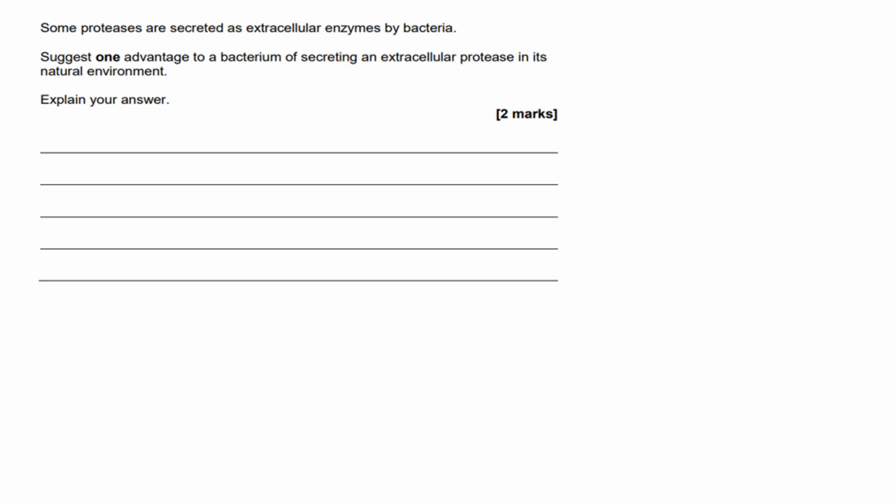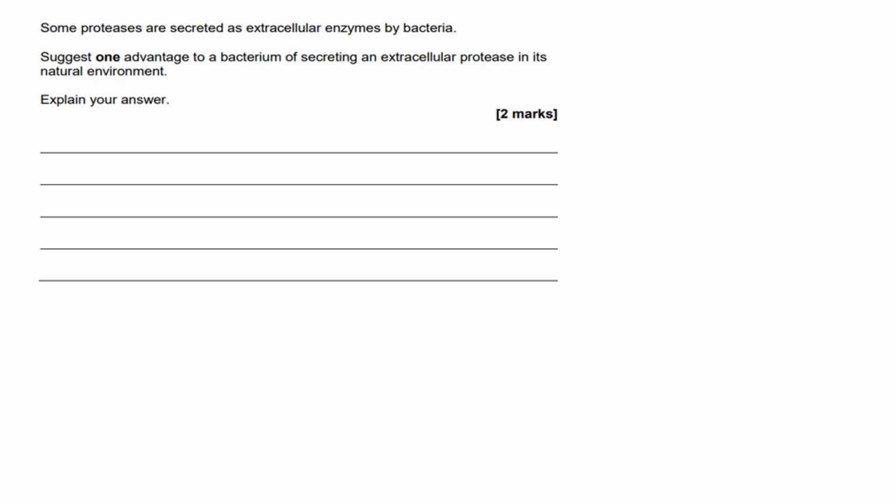A new question, but again related to enzymes. Some proteases, they're enzymes that break down proteins, are secreted as extracellular enzymes by bacteria. So rather than bacteria taking in food, they pour the enzymes on top of their food. Select one advantage of a bacterium secreting enzymes into its natural environment. Why would it be doing this?